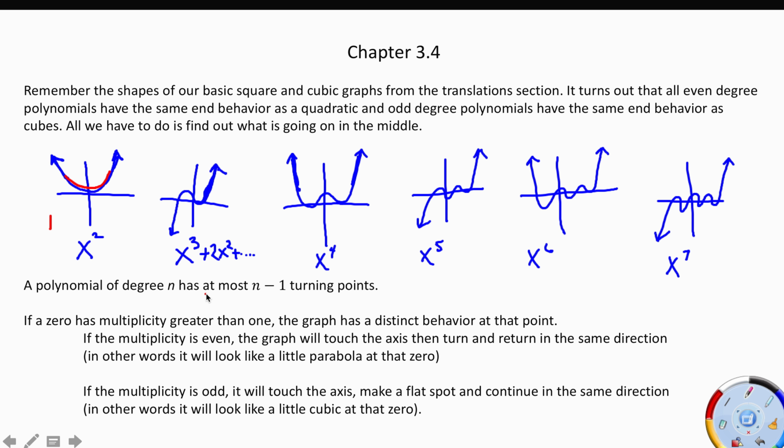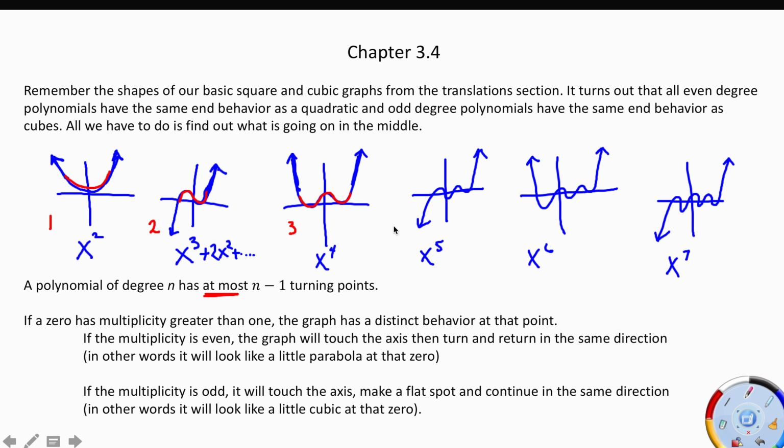Now notice the word at most, right? So a third degree polynomial can have at most 2 turning points, and here's 1, 2. A fourth degree polynomial can have at most 3 turning points. 1, 2, 3. But this is the most it can have. It can't look like this, but it turns out a fourth degree polynomial could look like this. It could just have 1 turning point. It can have at most 3 turning points though.